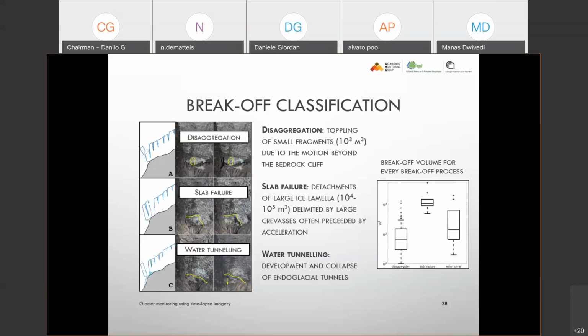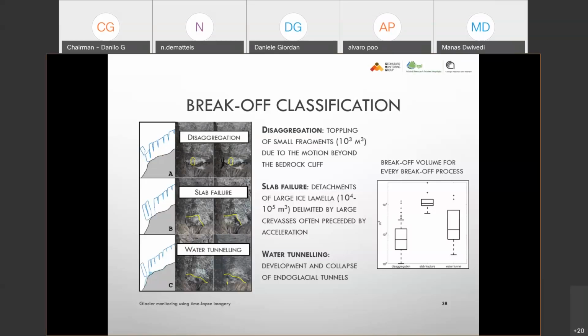On the other hand, a second process, the slab failure, usually involves large volumes of ice. This is the detachment of an ice lamella caused by the development of a crevasse. And this is the process that often occurs when we observe the acceleration. In fact, this process is often preceded by an acceleration of the velocity.